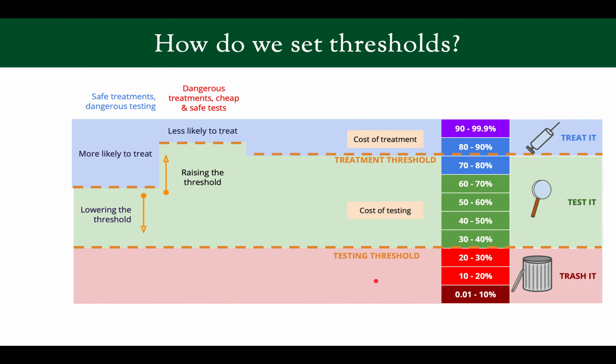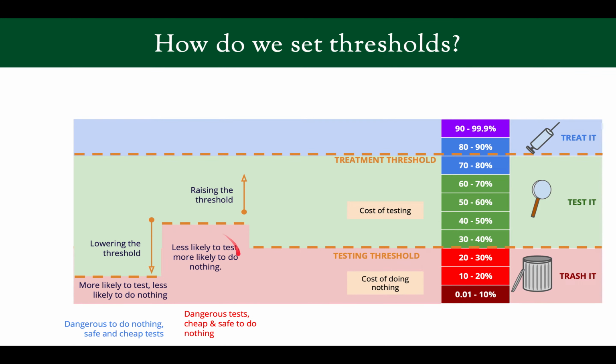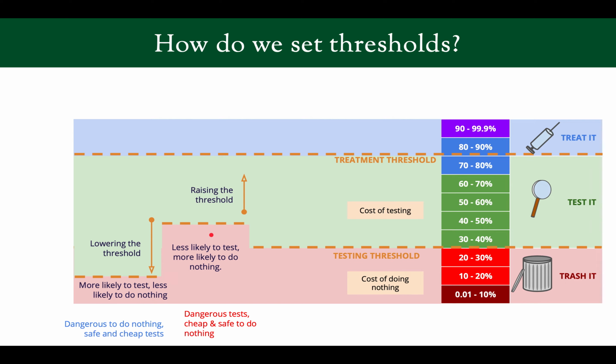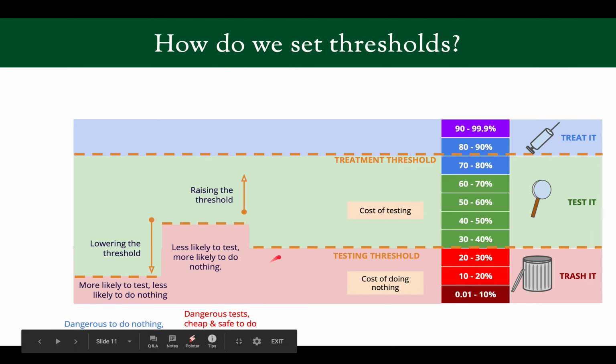And we know that we're going to set the testing thresholds and treatment thresholds at different places for different diseases. In this case, we're more likely to test and less likely to treat because perhaps the treatment is costly in some way. Maybe it's dangerous. Maybe it has lots of side effects. And in this case, maybe the treatment is safe, so we are more likely to treat and less likely to test. Similarly, for the testing threshold, we can raise the testing threshold when testing is expensive or dangerous, and doing nothing is inconsequential, because that's what the testing threshold, this little red area, means.